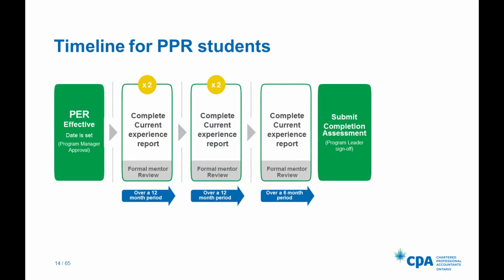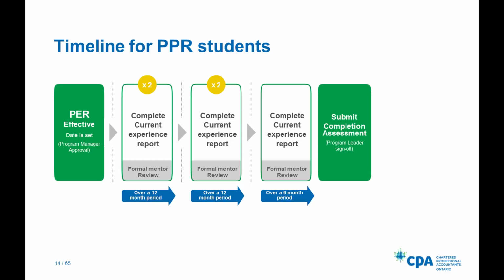This is what an average timeline for a student in the pre-approved program looks like. It's very similar, except pre-approved program students don't need to submit a 12-month profession assessment. They still need to be updating their experience reports and reporting their mentor reviews in PERT every 6 months, just like the experience verification students.